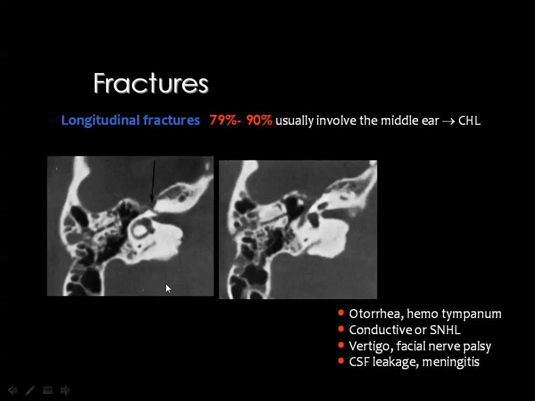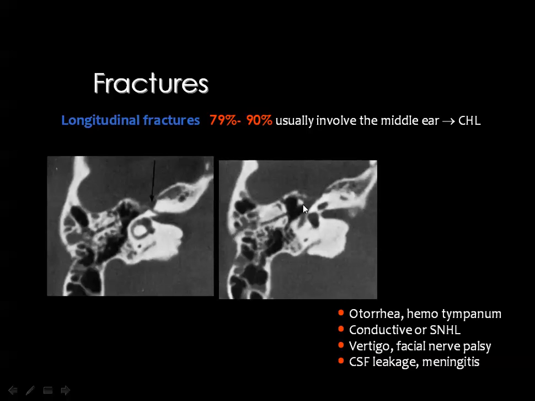And the sequelae of trauma may result in otorrhea or hemorrhage inside the tympanic cavity, conductive or sensorineural hearing loss depending on the part of the ear involved, vertigo and facial nerve palsy if the facial nerve canal is involved, CSF leakage and meningitis. These are the complications. In this particular example, you can see a longitudinal fracture passing along the longitudinal axis of the petrous bone, and it involves the middle ear cavity.